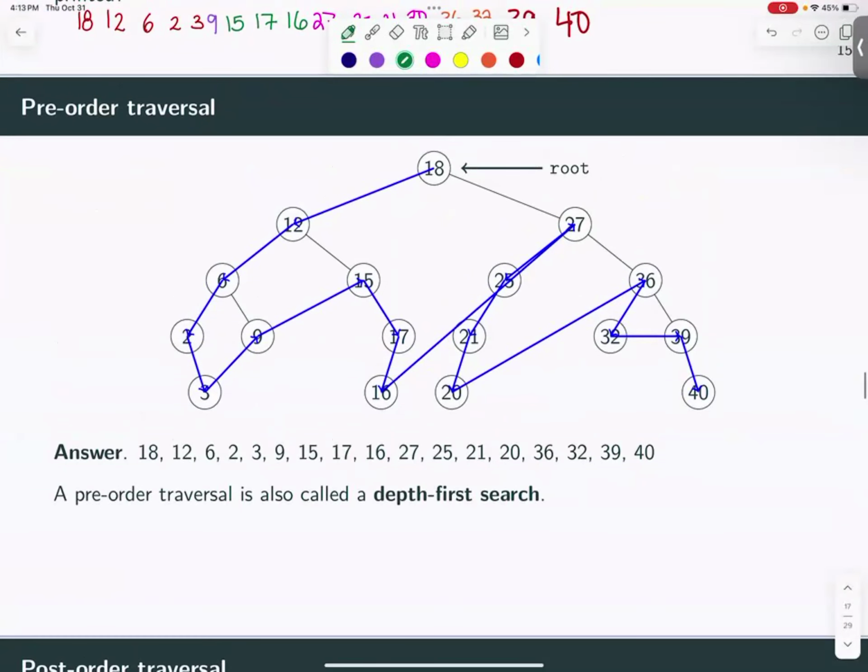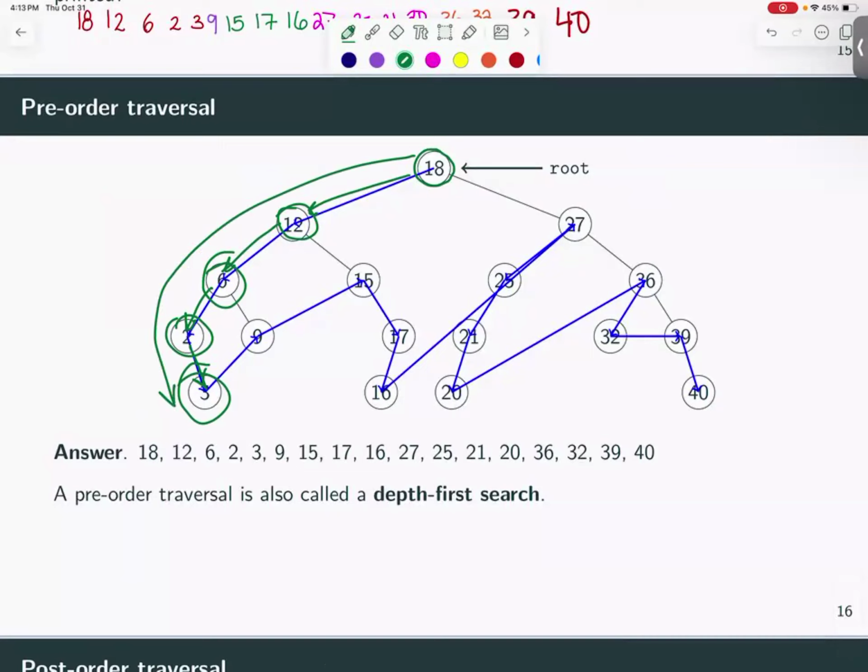Here it is. Yeah, our pre-order traversal is typically called our depth first search, where we are always looking at ourselves before we move further down. Look at ourselves, move further down. So we go as deep as we can down the left, and then as deep as we can down the right. Deep as we can down the left, deep as we can down the right, and so on and so forth.